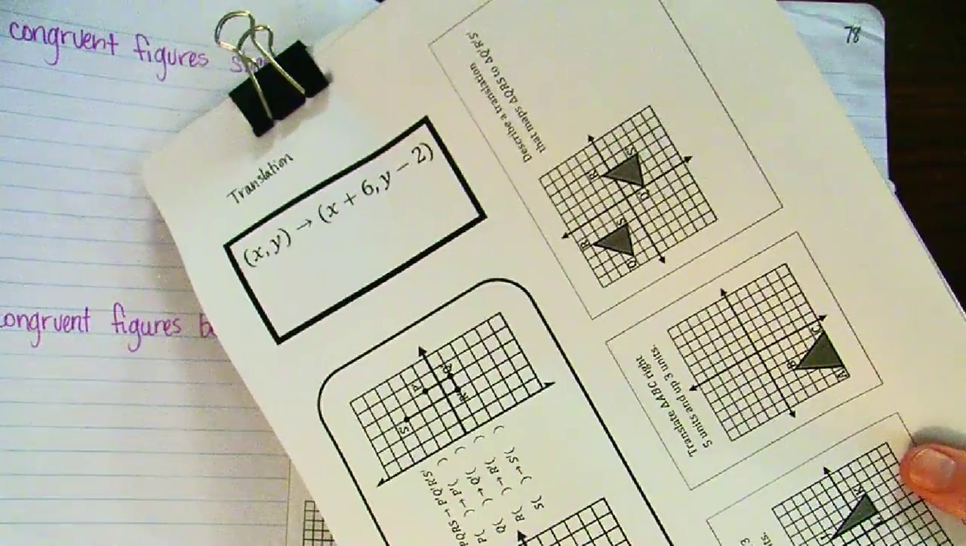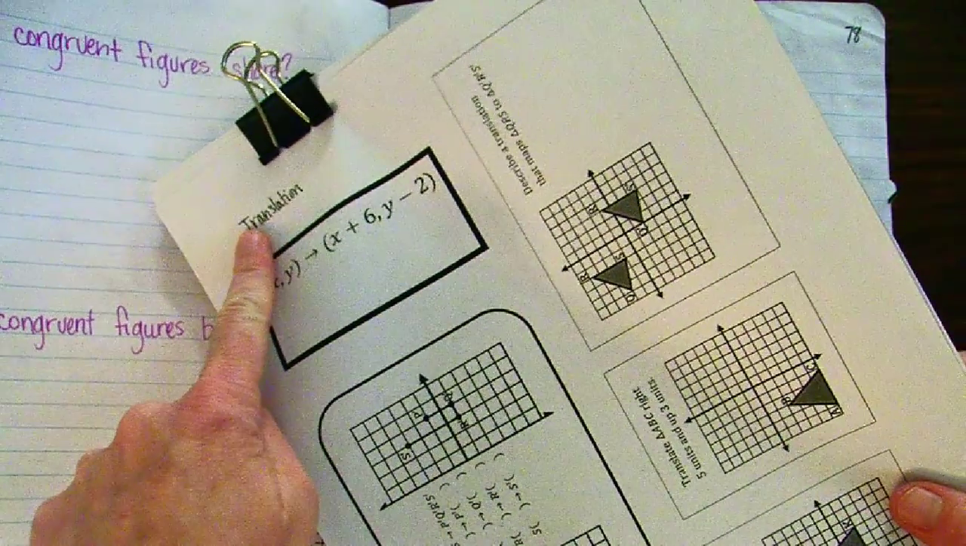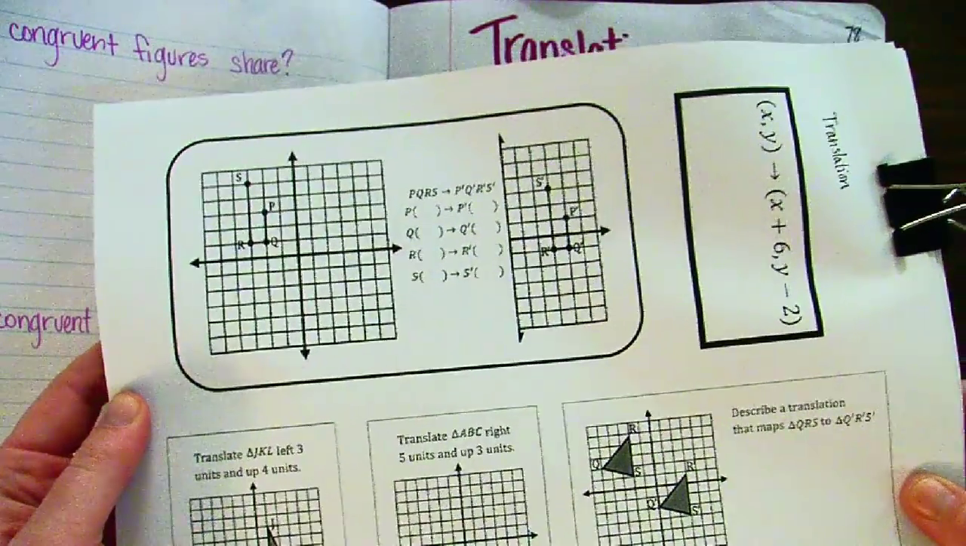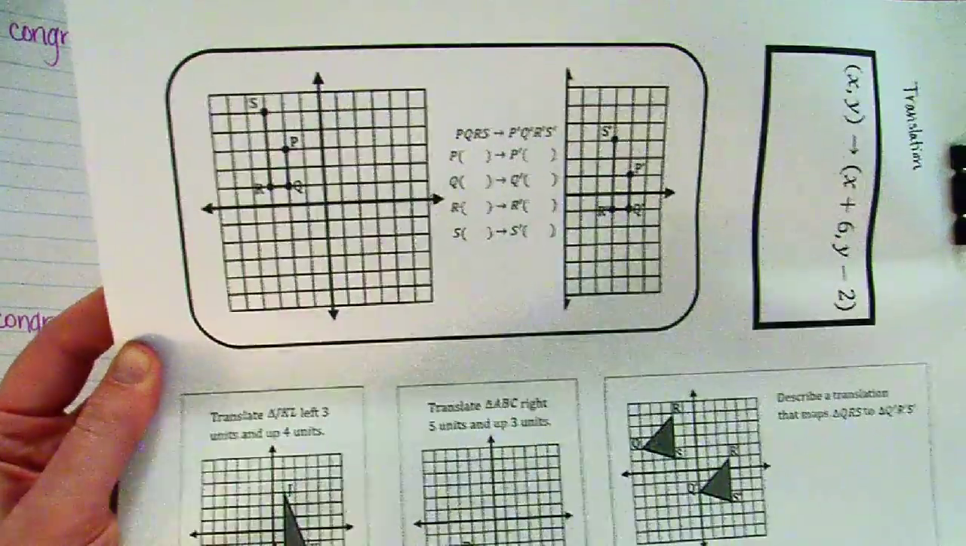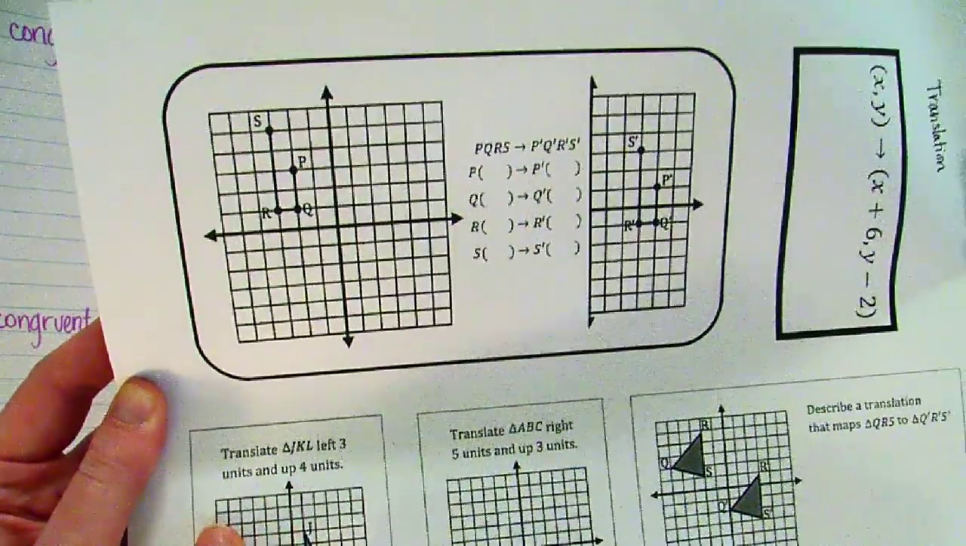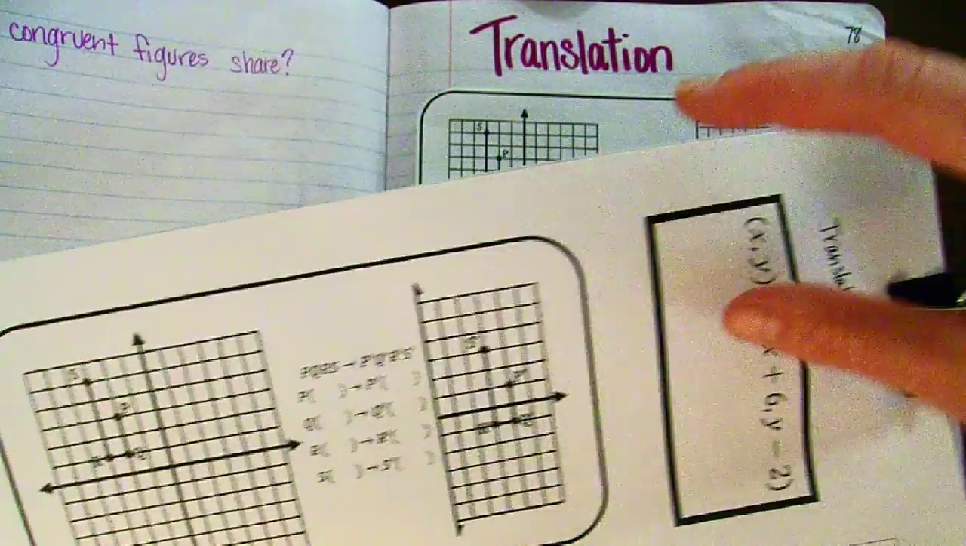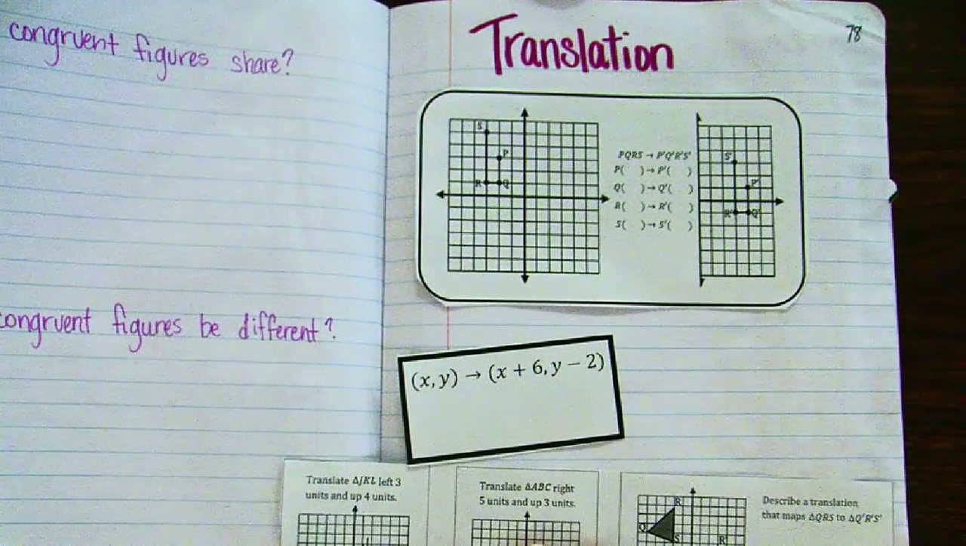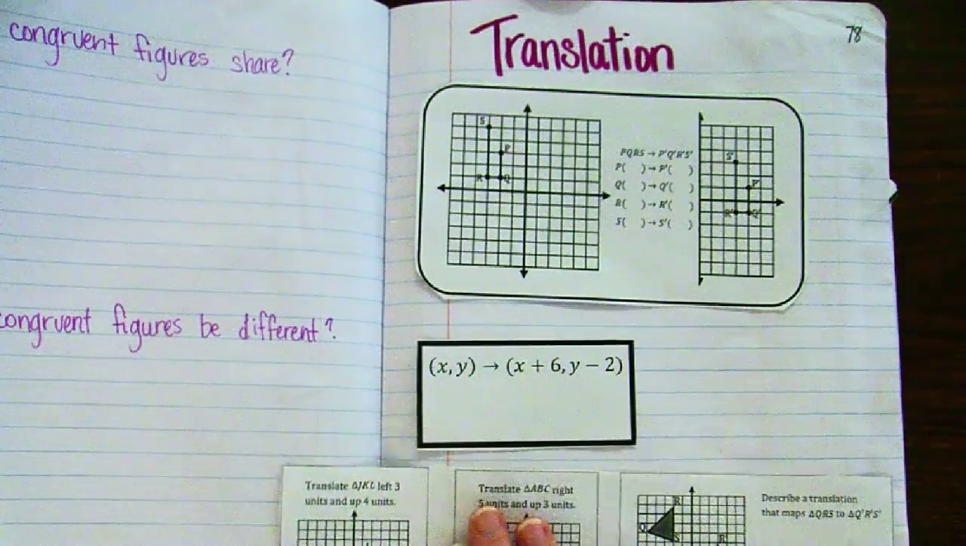So you're going to get this piece of paper that has translation written on it, and you're going to cut these into 3 pieces. So I'm cutting out around this piece right here, this piece right here, this piece right here. You can see I've already done that with these right here.